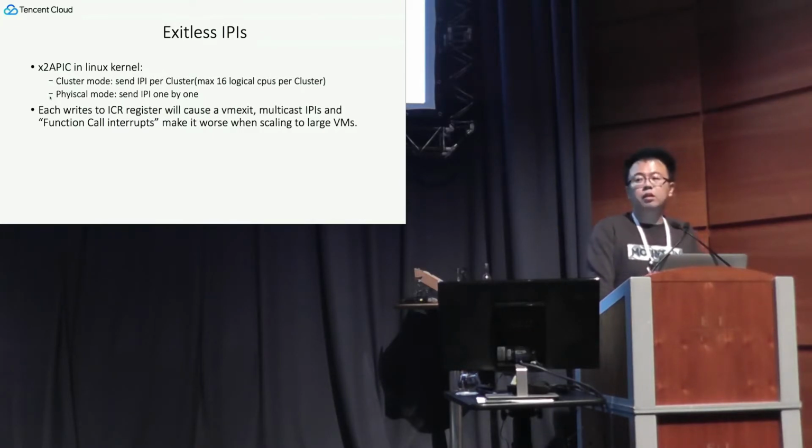Each write to ICR causes a vmexit. Actually, in the last presentation, we already saw that Google has 160 vCPU VMs, which means if one vCPU broadcasts IPIs to the other 159 vCPUs, it will incur 159 vmexits. On bare metal, we cannot observe an obvious performance drop. But on virtualization, one VM is large and the vmexits are too many.